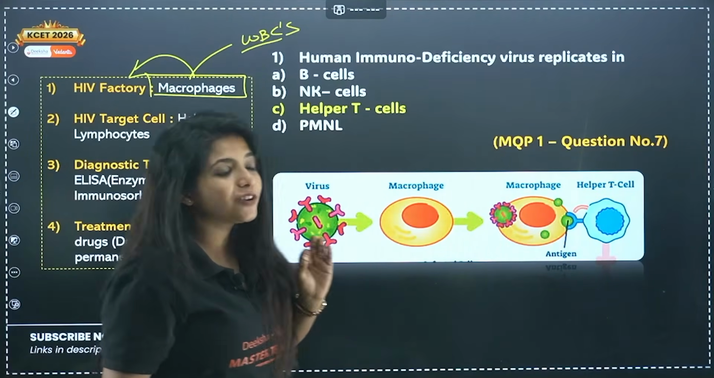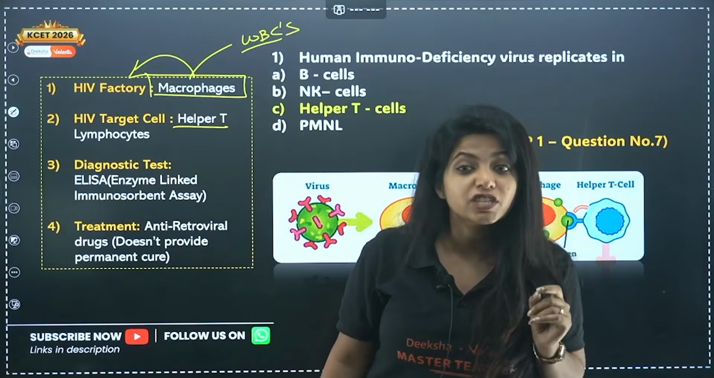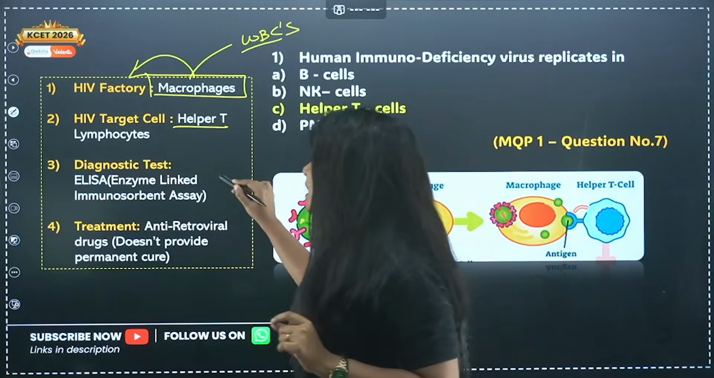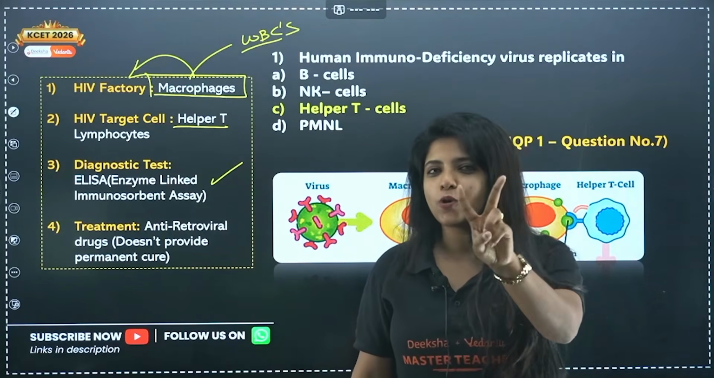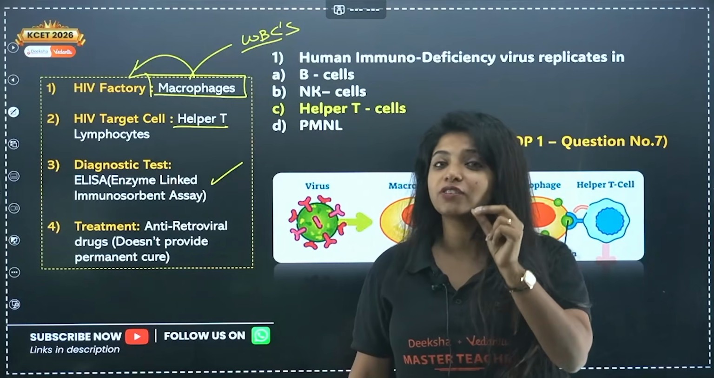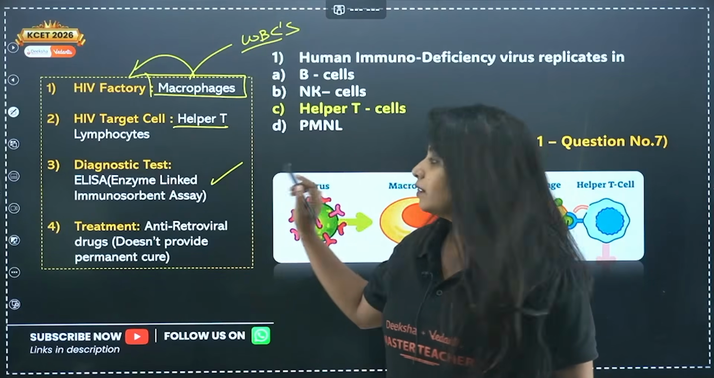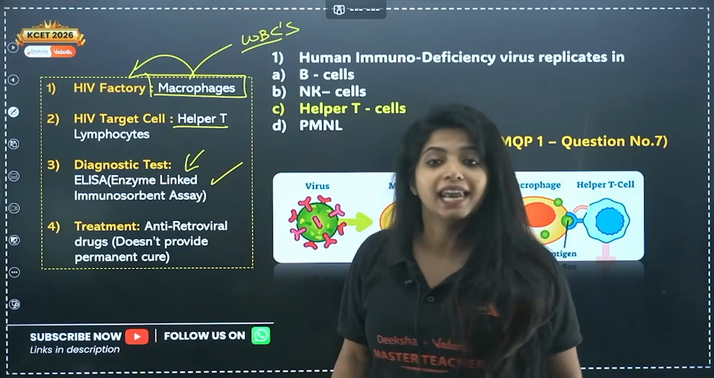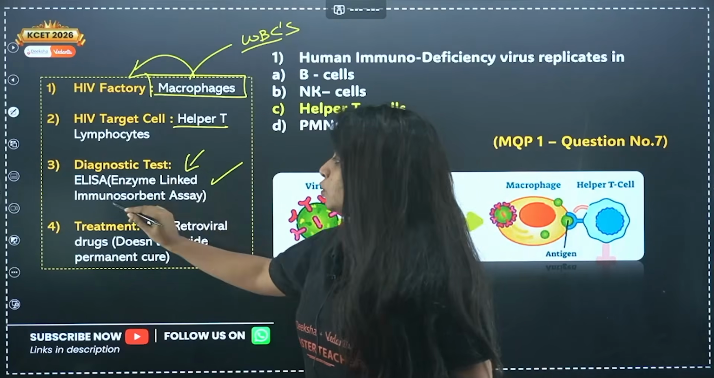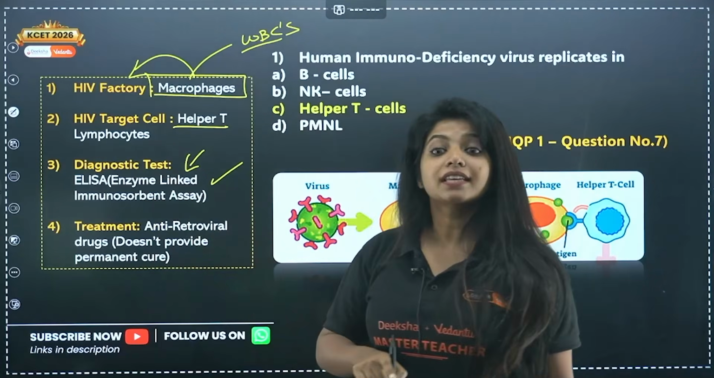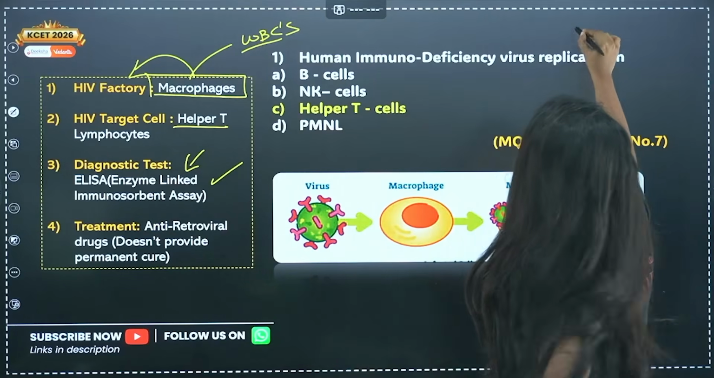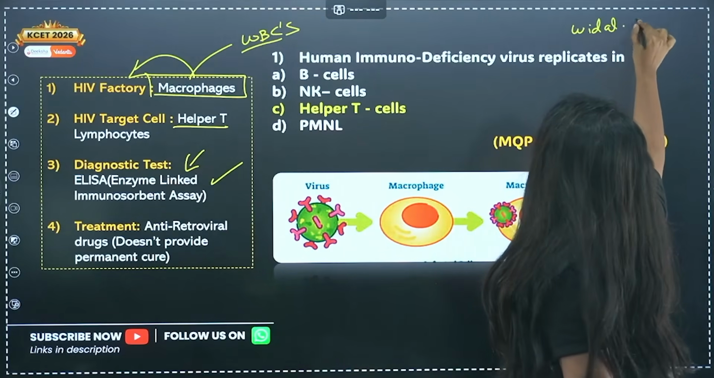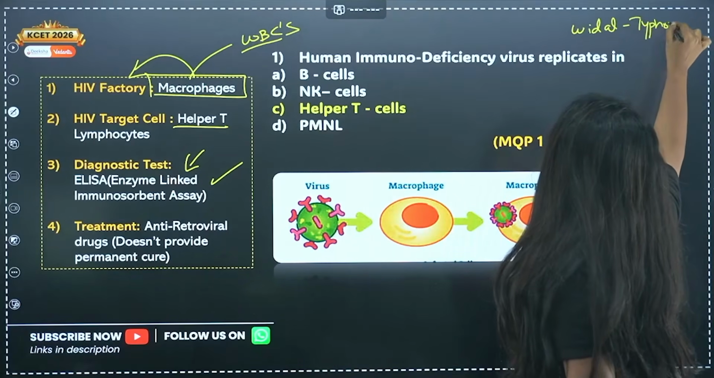Now what is the diagnostic test that you use to detect HIV, my dear children? It is known as ELISA. In your chapter Human Health and Diseases, only two diseases have a diagnostic tool. One is HIV. HIV's diagnostic test is ELISA, enzyme-linked immunosorbent assay. Okay, and then there is typhoid. For typhoid, the test is Vidal. For typhoid, the test name is Vidal.